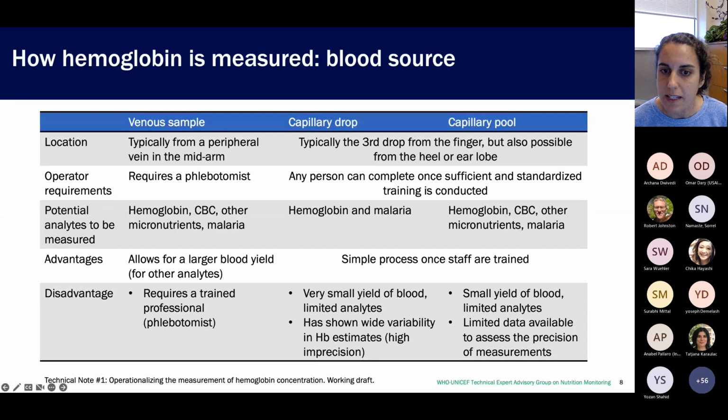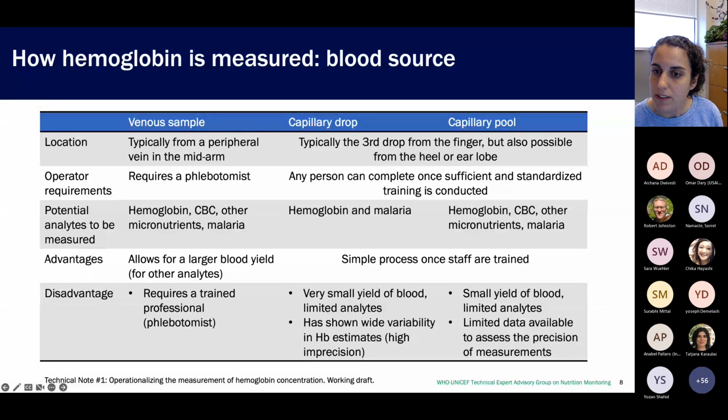Some advantages of the venous sample are that it's a larger blood yield, so it can measure other analytes. For capillary samples, the advantages include that it's a simple process once the staff are trained. There are some disadvantages to both. For venous samples, it requires a trained professional, a phlebotomist. Some disadvantages of the capillary single drop are that it's a very small yield of blood, so limited analytes are possible. And it has shown very wide variability in hemoglobin estimates, so very high imprecision in the measurements of hemoglobin.